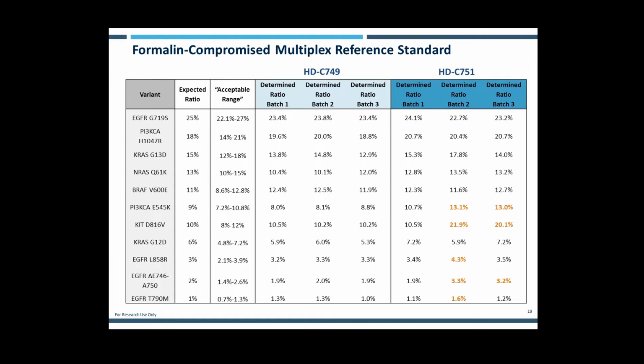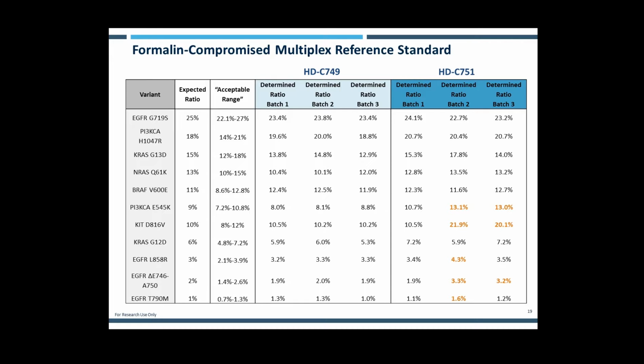And this is further exemplified when we consider the allelic frequencies that we observe during our digital droplet PCR validations. And so when we compare these three matched lots of the HDC 749 and the HDC 751, where batch 1 for each is derived from an identical cell line mixture, we can observe quantitatively here the effect of the intensity of formalin treatment on our variability. So here we observe that for all lots of HDC 749, the detected allelic frequencies fit within the acceptable range that we use for normal non-formalin treated samples.